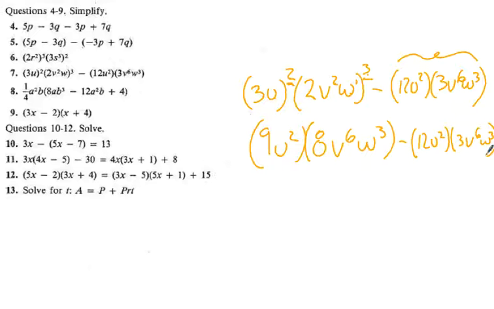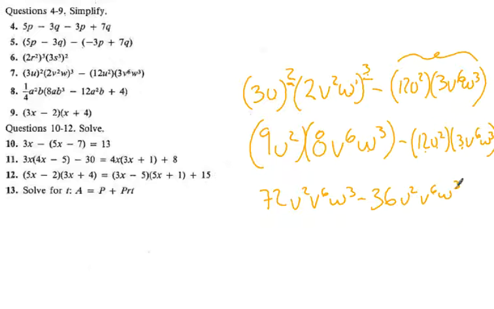All right, so now let's do my multiplication. 9 times 8, again, is 72. And I don't have any common bases here, so I'm just going to be left with u squared, v to the sixth, and w to the third. And I'm going to subtract 12 times 3, which is 36, u squared. I don't have any other u's here, so I'm just u squared, v to the sixth, w to the third.